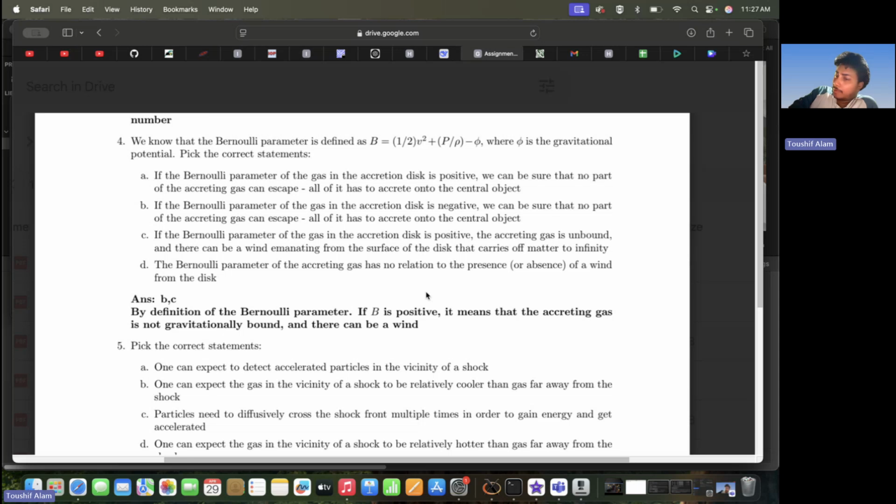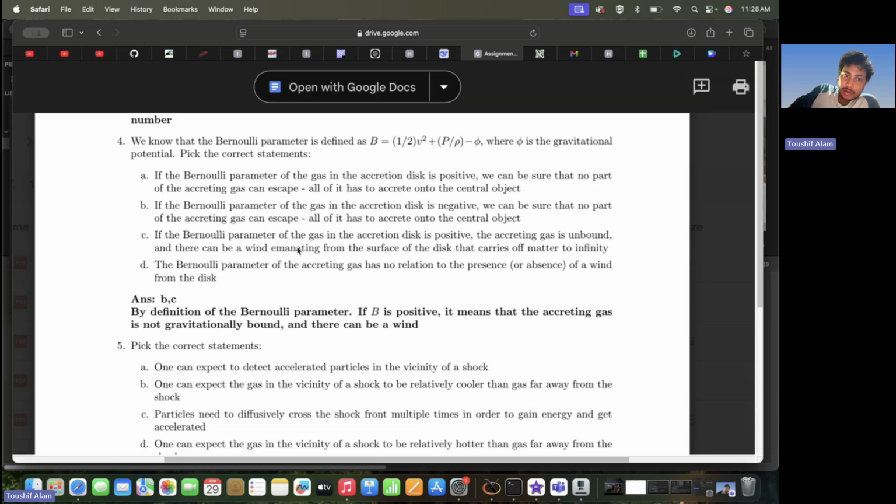By definition of the Bernoulli parameter, if B is positive, it means that the accreting gas is not gravitationally bound and there can be a wind. So options B and C are correct.